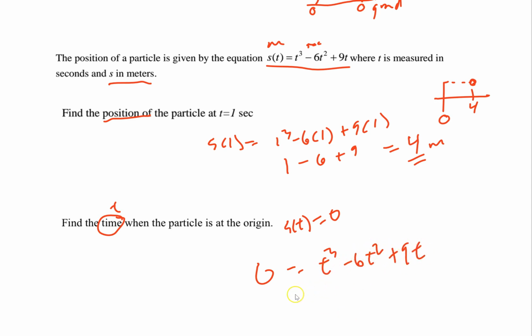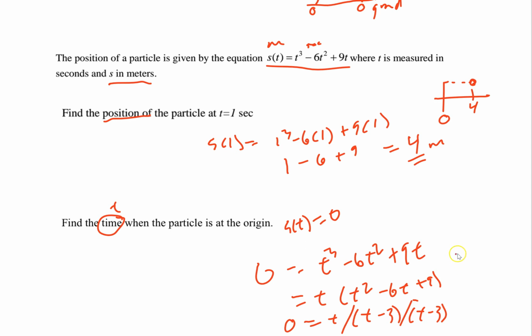You could factor out a t because they all have a t in common. You're going to get t squared minus 6t plus 9. That does factor: t minus 3, t minus 3. Split it, and you're going to get t equals 0 and 3. So the particle is at the origin at 0 and 3 seconds.